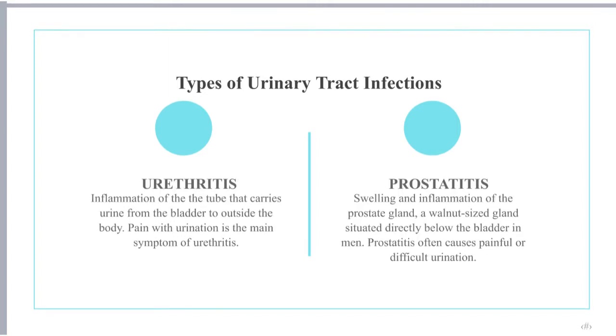Urethritis is an inflammation of the tube that carries urine from the bladder to the outside of the body. And prostatitis is a swelling and inflammation of the prostate gland.